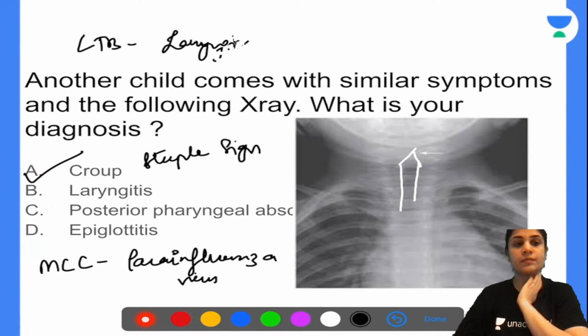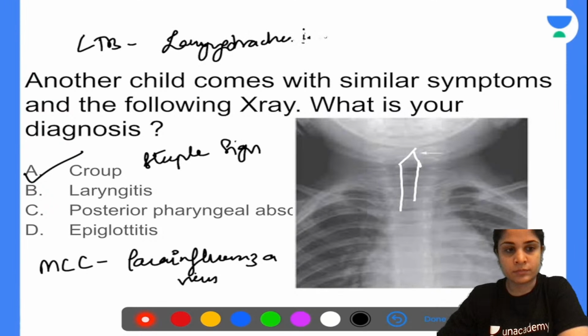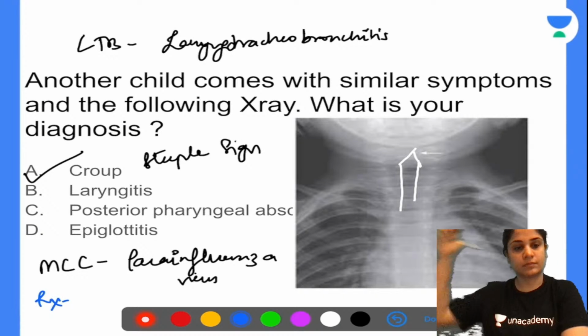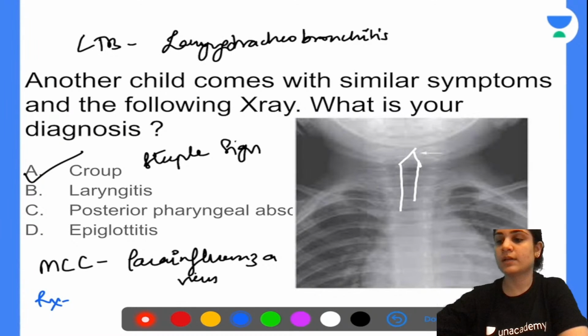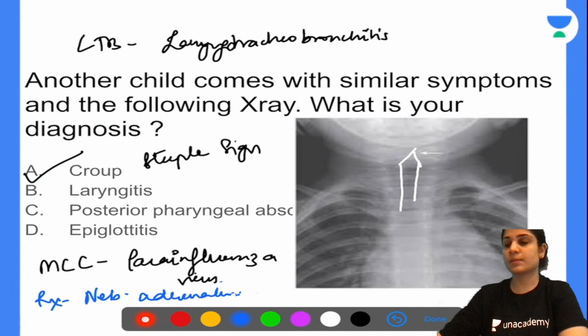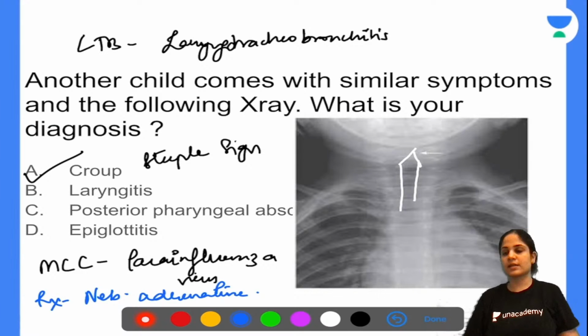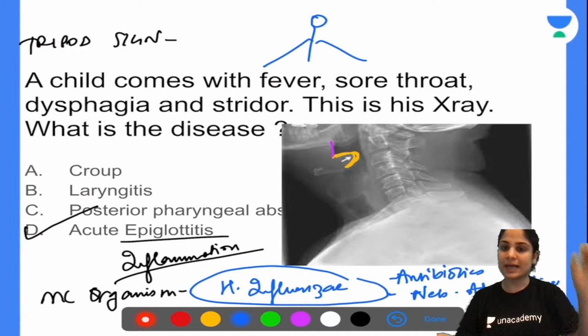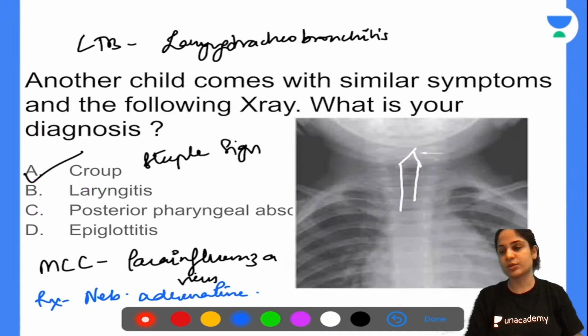Treatment batao. Treatment is nebulized adrenaline. Okay. In this case, as compared to acute epiglottitis, the patient will not have such acute respiratory distress. In case of croup, he will be sort of okay. He will be having fever and all other problems, but he will not be that bad, as compared to acute epiglottitis. Acute epiglottitis is an emergency. Croup is not an emergency, okay?